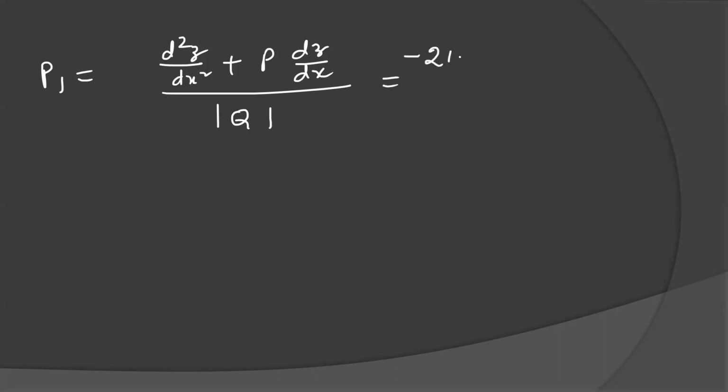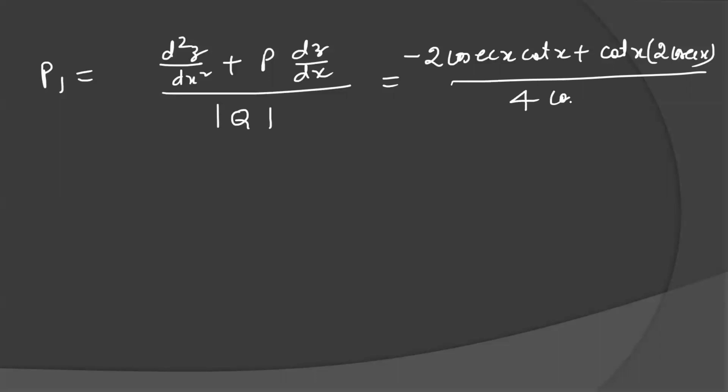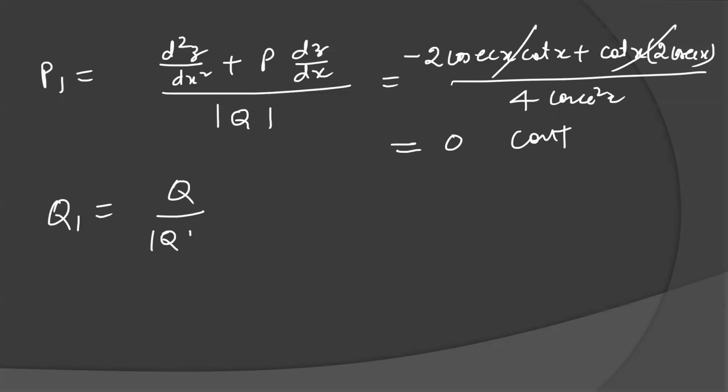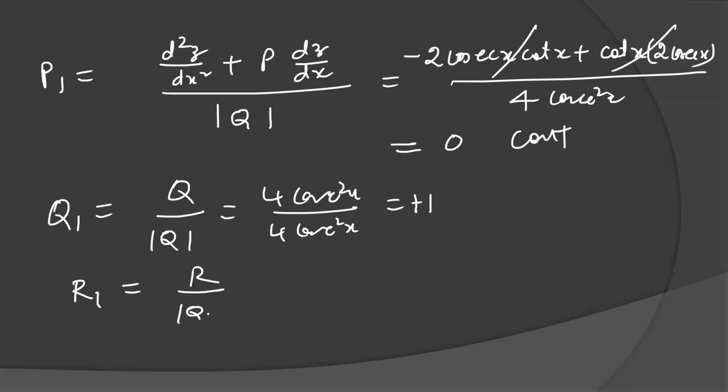So d2z by dx2 is minus 2 cosec x into cot x, plus P, which is cot x, times dz by dx, which is 2 cosec x, over mod Q, that is 4 cosec square x. You can see that the numerator cancels out. So P1 is 0. It is a constant value. It means we can further proceed because it will be a useful method. Your Q1 is Q over mod Q. So here 4 cosec square x over 4 cosec square x, that is plus 1 only. Your R1 is R by mod Q. Your R is 0, so R1 is also 0.